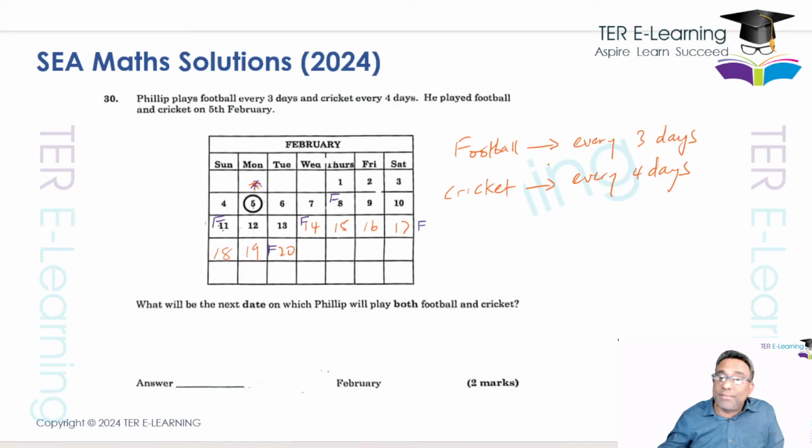So cricket is every 4 days. We started off here on the 5th. So we check 1, 2, 3, 4. So this is cricket. Then 1, 2, 3, 4, this is cricket again. 1, 2, 3, 4, we have cricket again. But you realize, wait a minute, on the 17th here you have cricket and football lining up, right? So the answer is going to be the 17th of February. That's the answer we're looking for here.